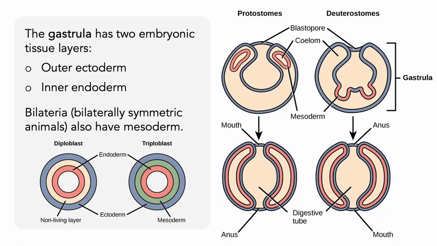Diploblastic organisms, which are just a few, are radially symmetric: cnidarians, jellyfish, anemones, or ctenophora, or comb jellies. They do have a non-living layer between their ectoderm and endoderm, and this non-living layer can sometimes have cells in it that are derived from one of the other layers, but that non-living tissue itself is referred to as mesoglea, the jelly in those jellyfish.